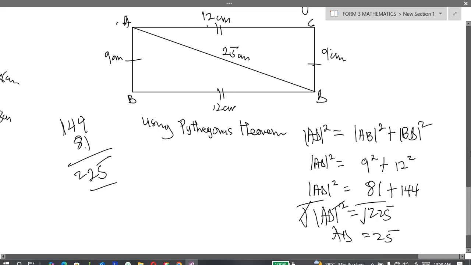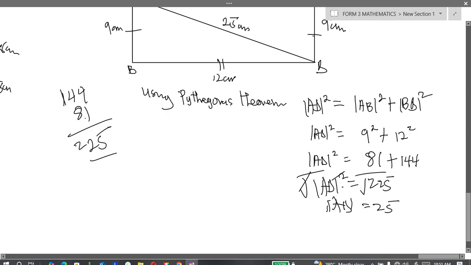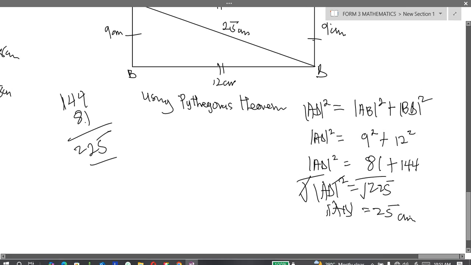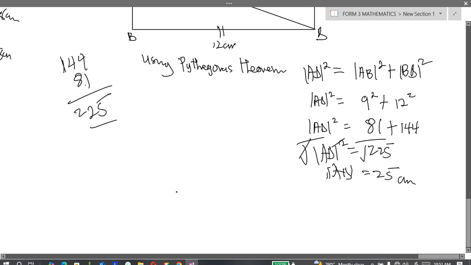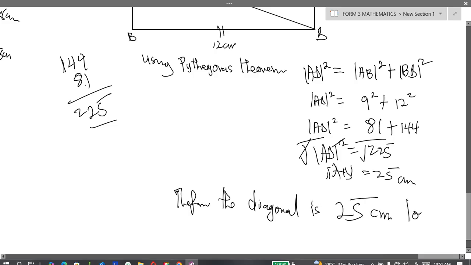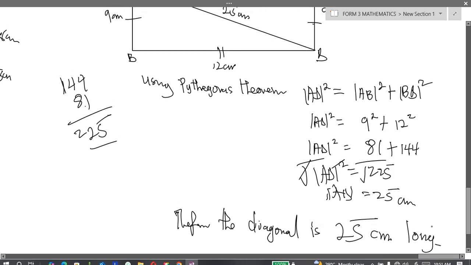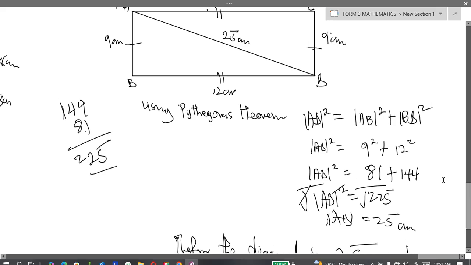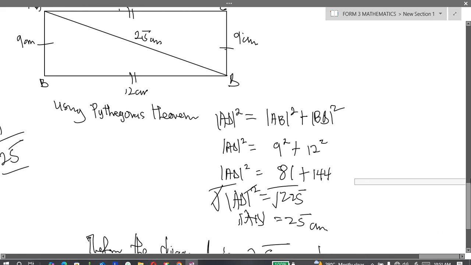So that is it. Our line AD, which is our diagonal, becomes 15 centimeters. Remember to bring your centimeters. After you are done with this one, you can go forward and tell the examiner that therefore the diagonal is 15 centimeters long. And that'll be it. Let's try our last question.